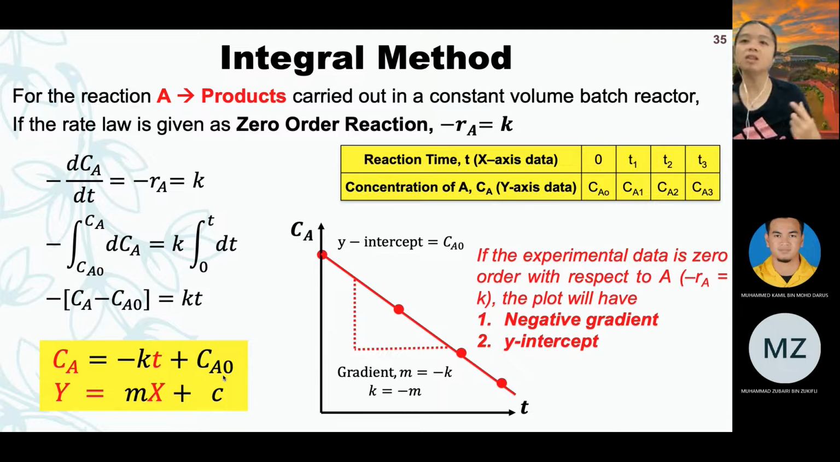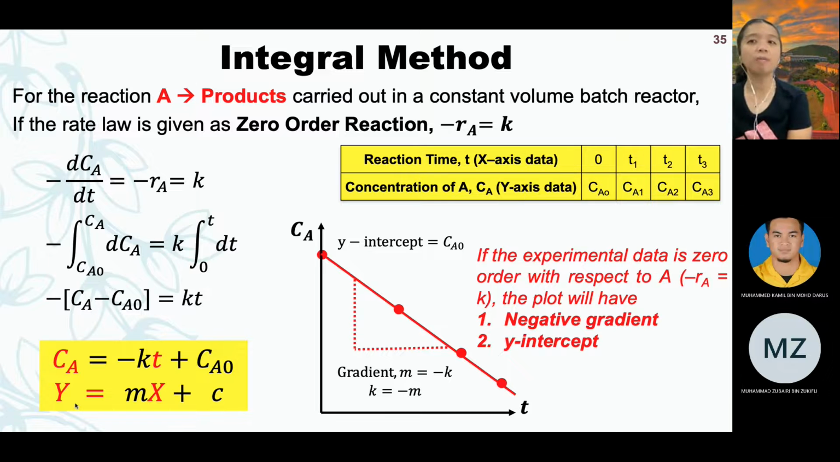So come back again to your experimental data. Data eksperimen adalah time versus CA. Kita tahu pada minit kosong berapa CA. Minit 5, minit 10, minit 15. So CA0, CA1, CA2, CA3. All these are still CA. So we know naturally on your left hand side, your CA becomes your y-axis data.